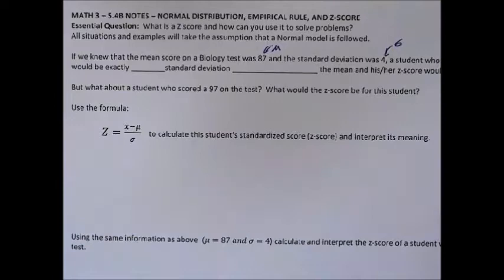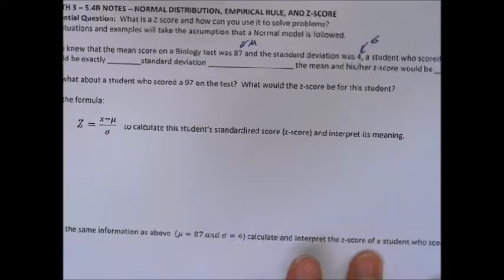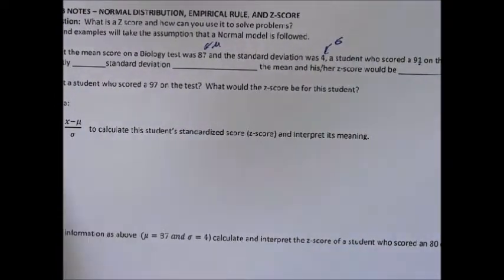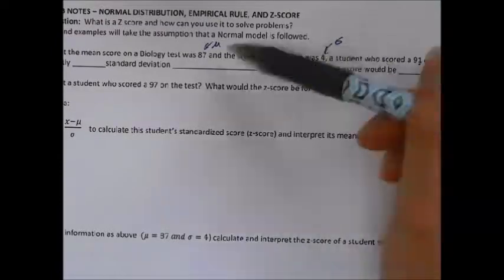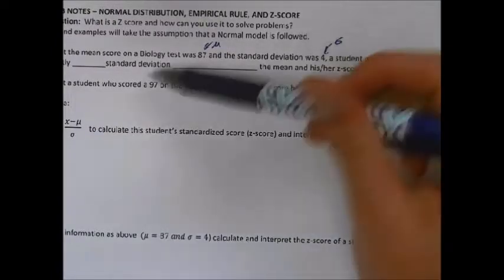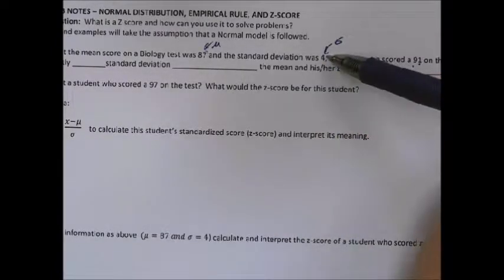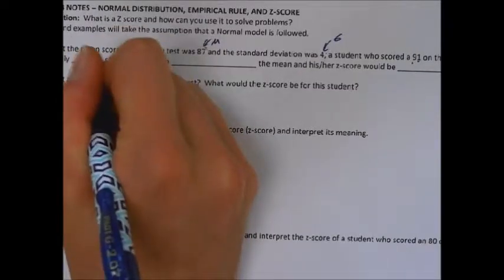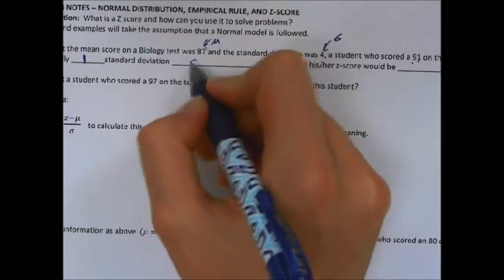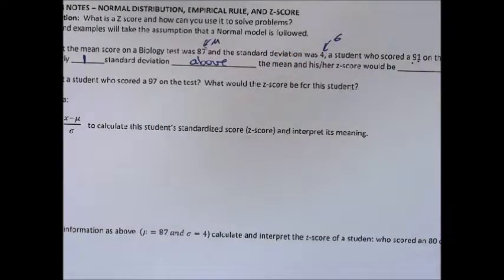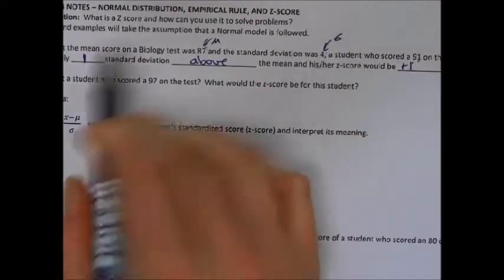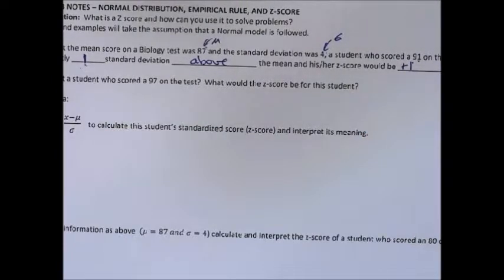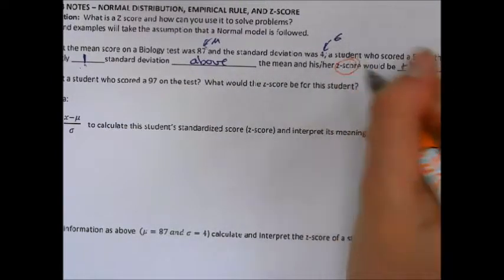A student who scored a 91 on the test would be exactly blank standard deviations blank the mean. So let's look. 91 is 4 above 87. So 4 is a standard deviation, so that's 1 standard deviation above the mean. And his or her z-score would be positive 1 because it's 1 away from the mean. So that's what his z-score is.